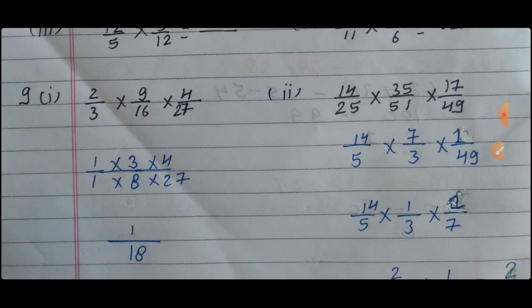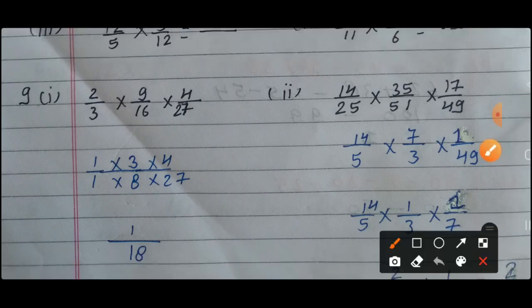Now come to question number 9. Find the following. 2 upon 3 multiplied by 9 upon 16 multiplied by 4 upon 27. Find the common factors. 3 and 9 both have a common factor of 3. 3 1s are 3, 3 3s are 9. 2 and 16 have a common factor of 2. 2 1s are 2, 2 8s are 16. What we get in the numerator is 1 multiplied by 3 multiplied by 4. In the denominator, 1 multiplied by 8 multiplied by 27.